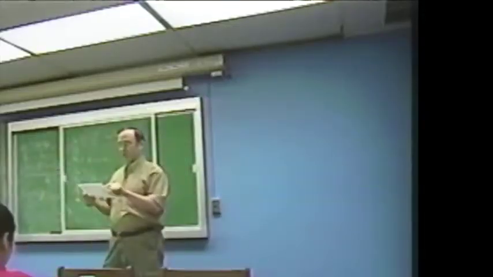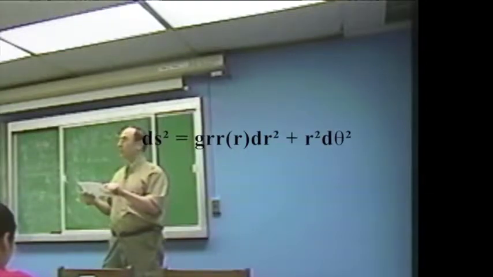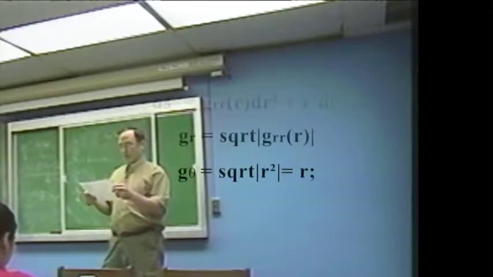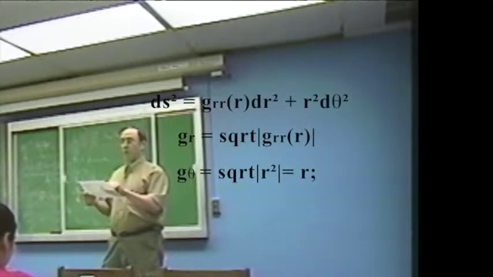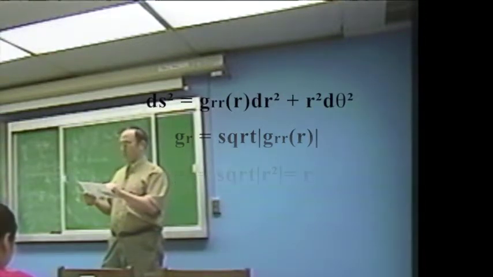On page 1, ds squared equals g_rr, which is a function of r, dr squared plus r squared d theta squared. There's only two dimensions here, r and theta. That's what we're giving the coordinates on the surface. Okay? g_r with one index is the square root of g_rr. g_theta, which is the square root of g_theta theta, is simply r instead of r squared.